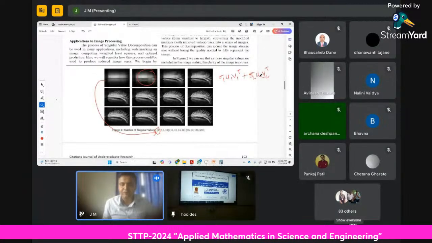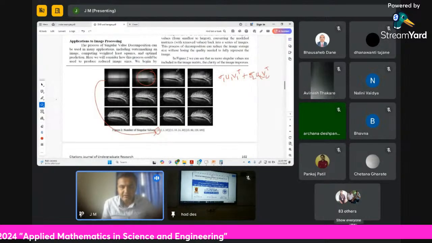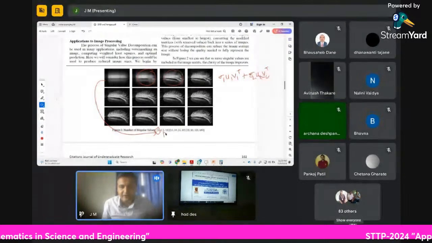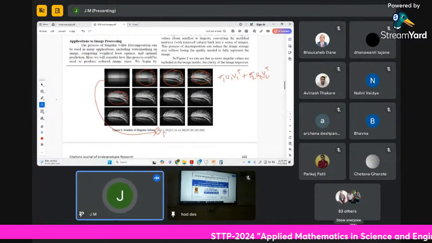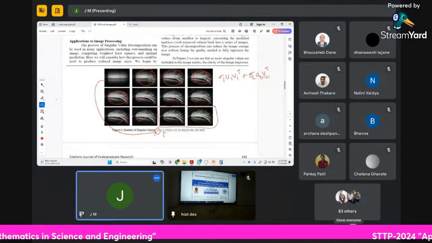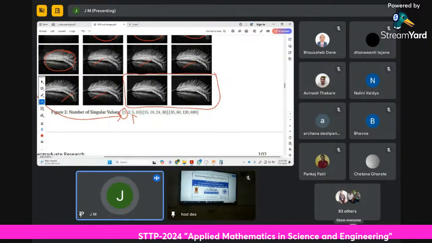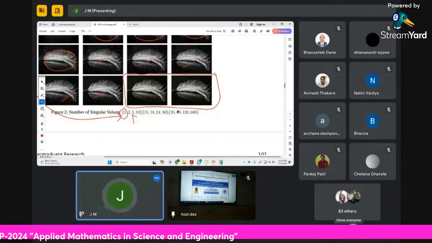As I said, they keep on sending the data in packets. Now here they have taken 5 singular values. This is for 5. Here they have taken 10 singular values. Here 15, 18, 24, 30, 35, 60, and now you see the last two pictures. There is hardly any difference. Let me just zoom it out for you. You see from the naked eye, you cannot see that there is a huge difference. One can easily predict what that is. There is a leaf, and you see the difference.